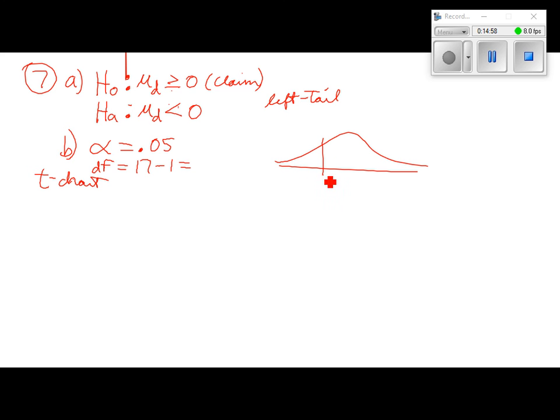It's left-tailed, so it's over here. And remember, when you look it up, it's gonna end up being a negative, so your value there is gonna be a negative.